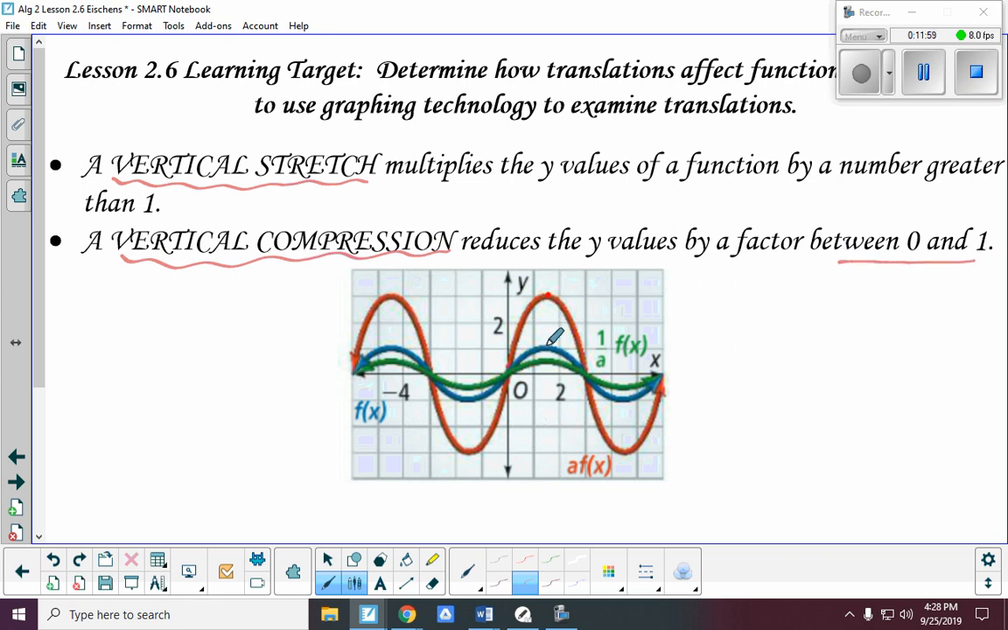So if this is your regular function, a stretch would multiply it by 3, so your outputs would be 3 times bigger. If this was your regular function, a compression would multiply it by a fraction. So like in this case, this looks like it's times a half. It's half the size, so it flattens it.